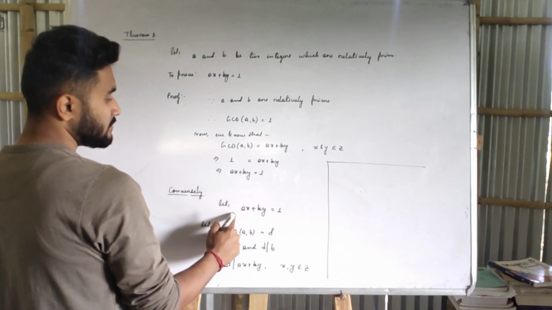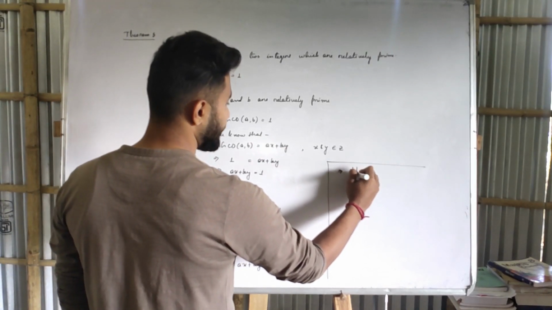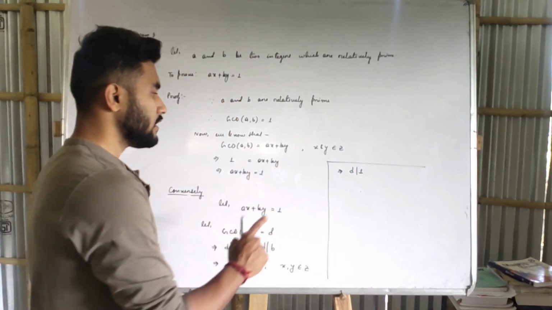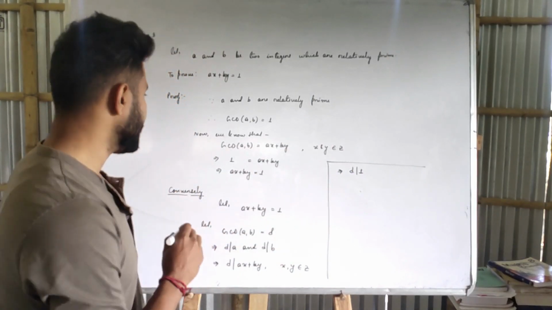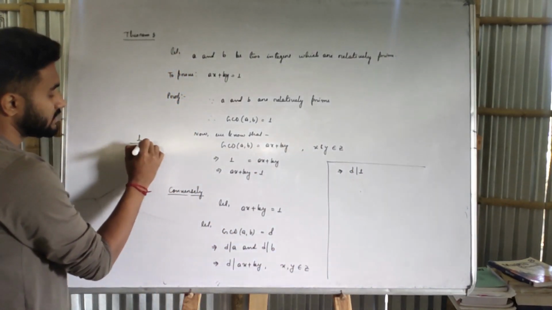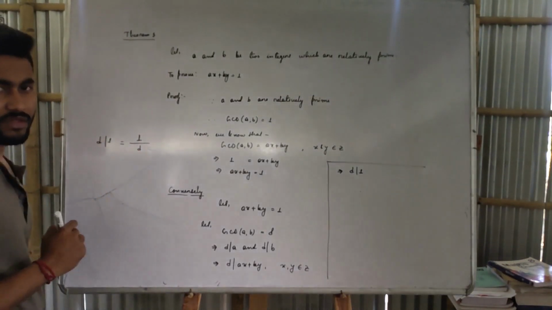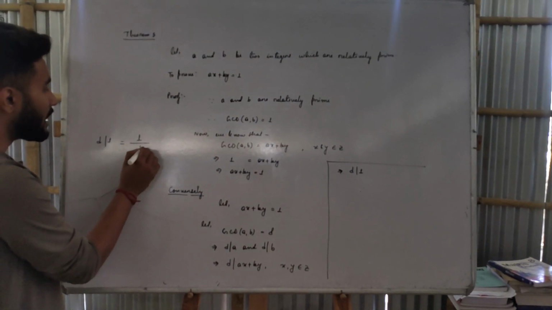What is the value of AX plus BY? We have considered the value of AX plus BY to be 1. So this implies D divides 1. D divides 1. Now you see, what number is there which divides 1? Sorry, this is D divides 1. D divides 1 means 1 by D. So what number is there which will divide 1?